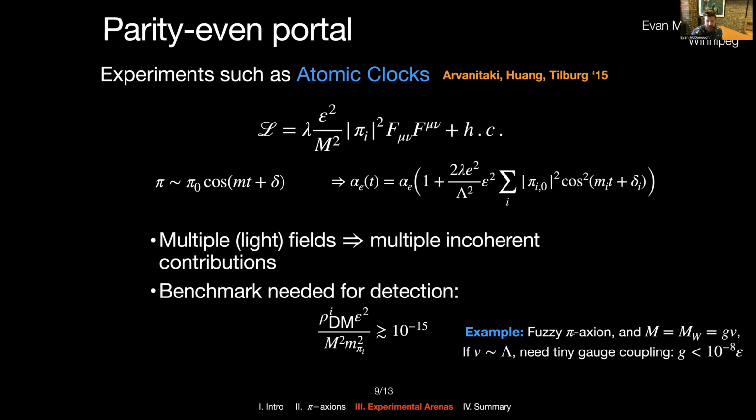If we're thinking about, for example, the fuzzy π-Axion limit, you hit the observable range when you look at tiny gauge couplings of the dark electroweak. Or if I can relax the Higgs mass, then I can relax this range of the coupling. So there's a relatively rich parameter space that can be constrained by atomic clock experiments.